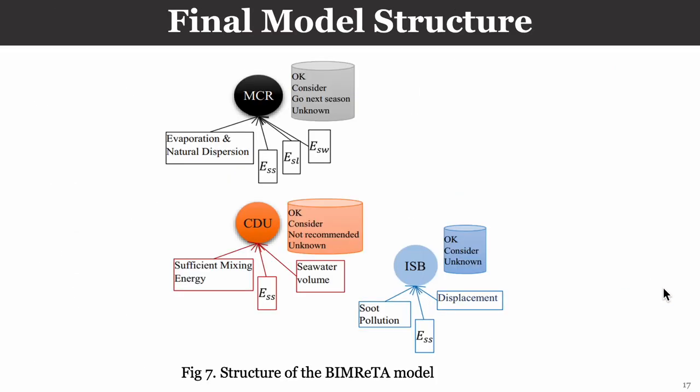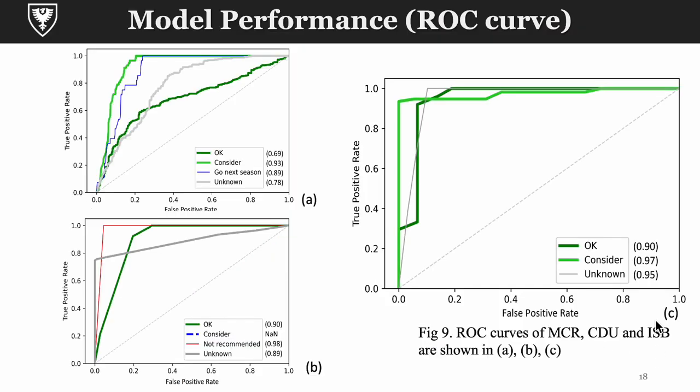The structure of the final model after training on the data is shown here. To illustrate, 4 critical features contributing to the ranking of MCR are evaporation and natural dispersion, then effect index of sea surface, shoreline and seawater. And similarly, other features which are important for CDU and ISB classification are also shown here.